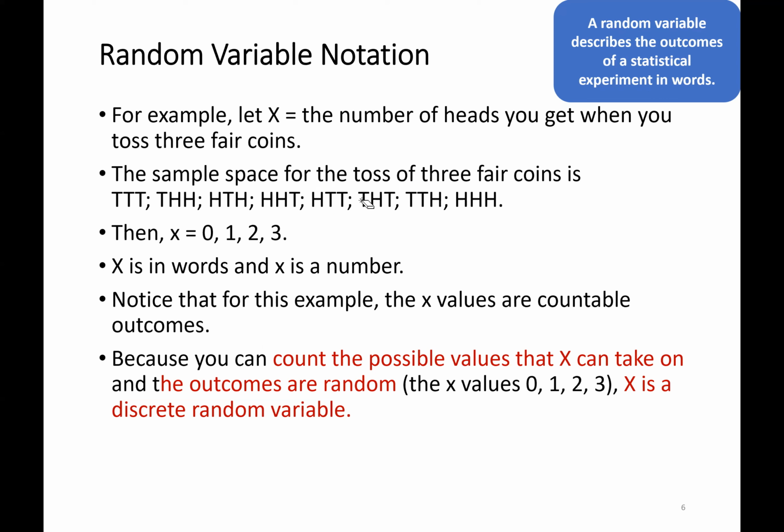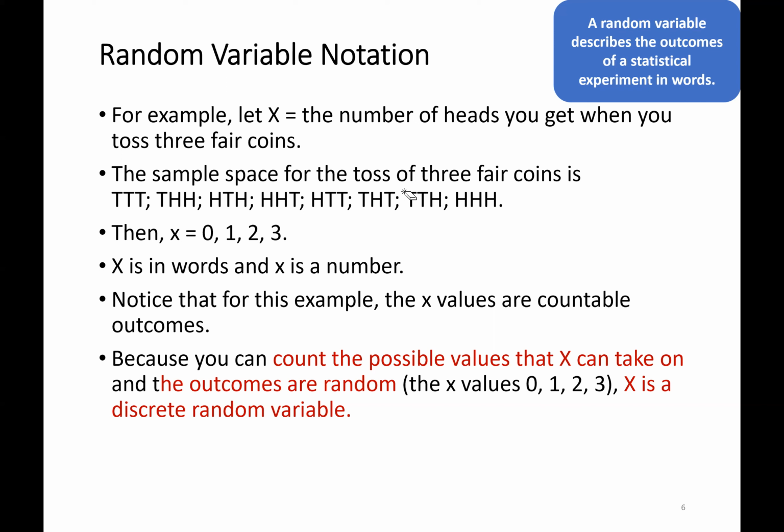Let me pause and regroup. The random variable could take on the number 2, because when you toss 3 fair coins, you could get 2 heads. The random variable could take on the number 3, because when you toss 3 fair coins, you could get 3 heads. So the least number that your random variable can take on is 0, no heads. The largest number is 3, because you're not going to get more than 3 heads when you toss 3 fair coins. Big X is in words and little x is a number.